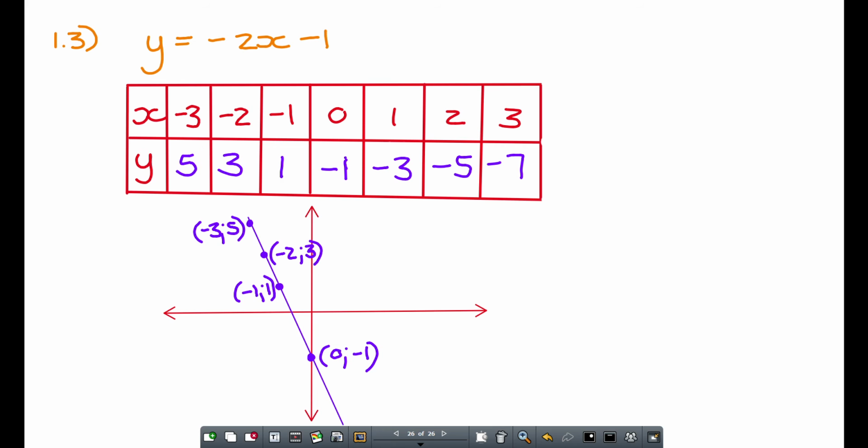Now, at B, they're asking you to determine the gradient of this line. We said gradient would be the coefficient of the x, which will be? Yes, so gradient is equal to minus 2. And you will see that it is a negative graph because if you lift your left hand, you'll see it looks exactly the same as that.